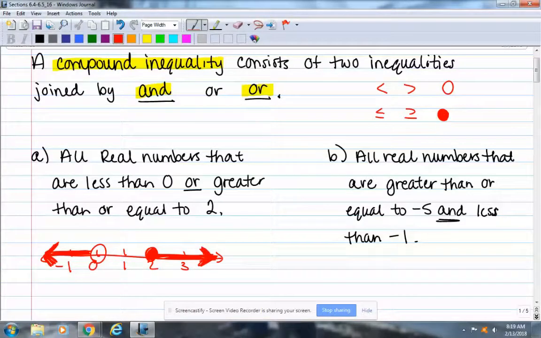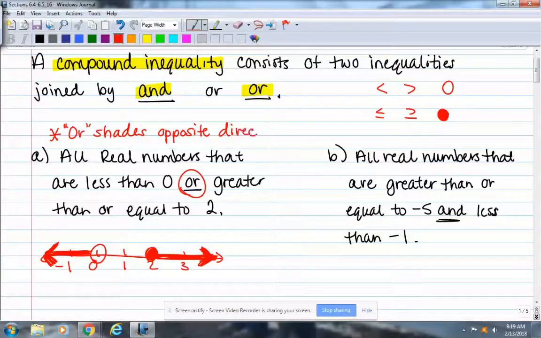Opposite directions, okay? Every time there is an or inequality, that's going to happen. So write yourself a little note of that. Or shades opposite. O for O. I'll put directions, make it complete. Or shades in opposite directions. So every or inequality we're going to see today, they're going to shade in opposite directions. And I'm going to highlight that because it's important.